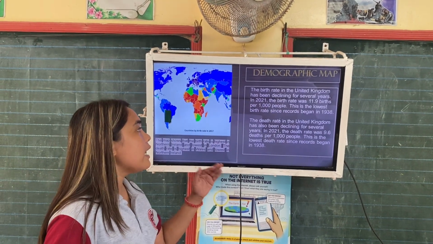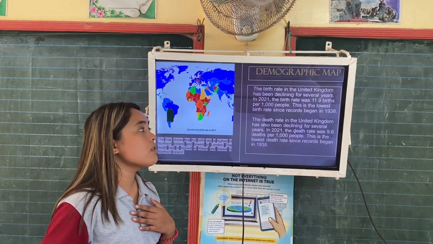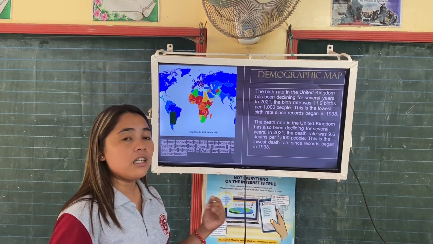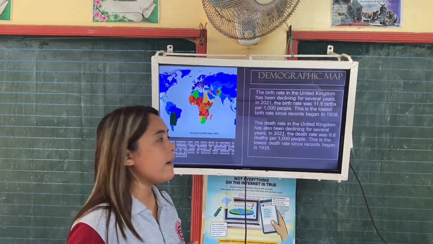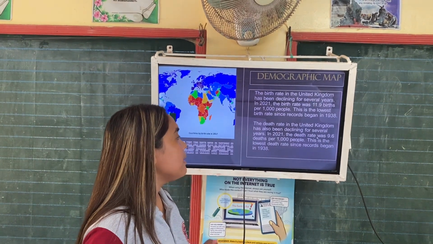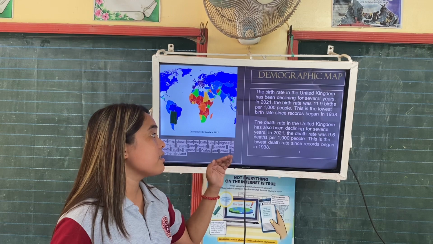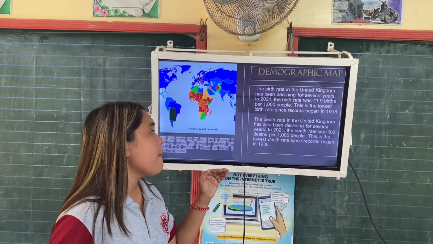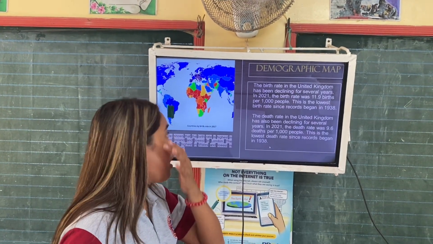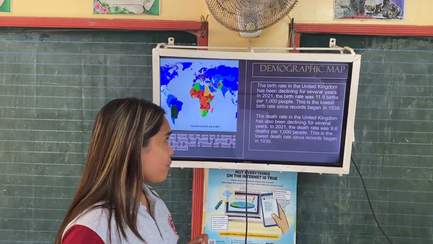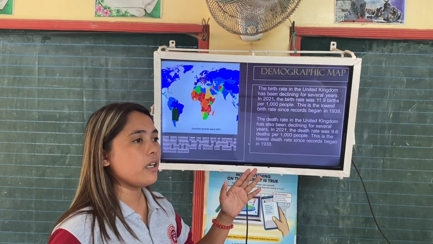And the death rate in the United Kingdom has also been declining for several years. In 2021, the death rate was 9.6 deaths per 1,000 people. This is the lowest death rate since records began in 1938. And for what reason? Why are the birth rate and death rate declining for several years?